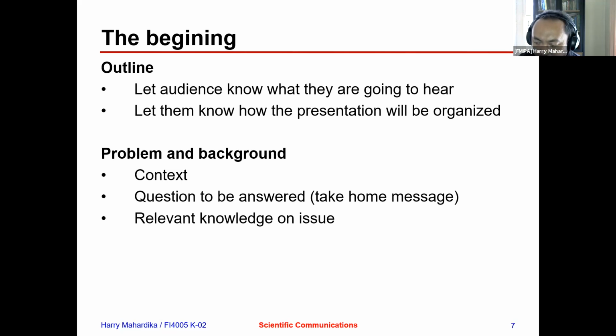Okay? However, for a formal presentation, or for a presentation given in a seminar or annual talk, where the setting is formal, you need to have that outline. You need to have that outline so that it will guide people to the content of your talk itself. So again, the inclusion or exclusion of your outline depends on the setting of your talk itself.